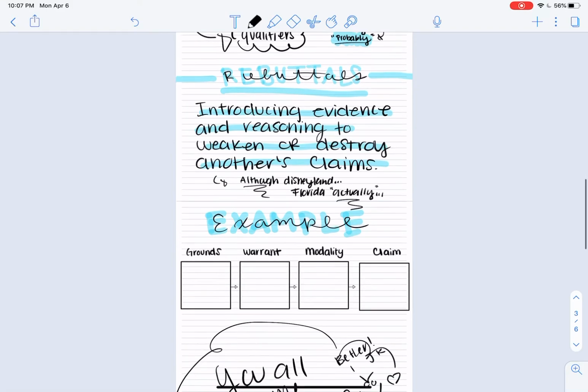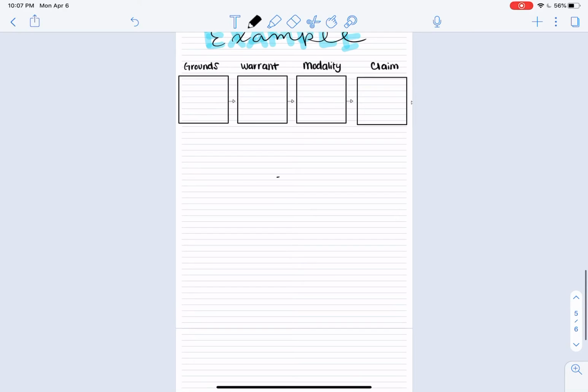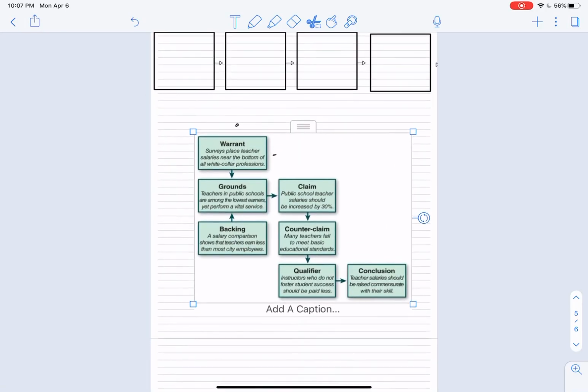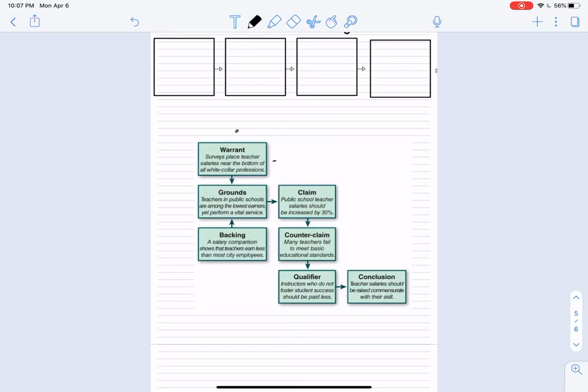Here's also another example to demonstrate how the model works. So let's look at the claim. The claim is public school teacher salaries should be increased by 30%. So this is clearly a proposition of policy. So that's our claim, number 1. Number 2, we have our grounds. So teachers in public schools are among the lowest earners, yet perform a vital service.